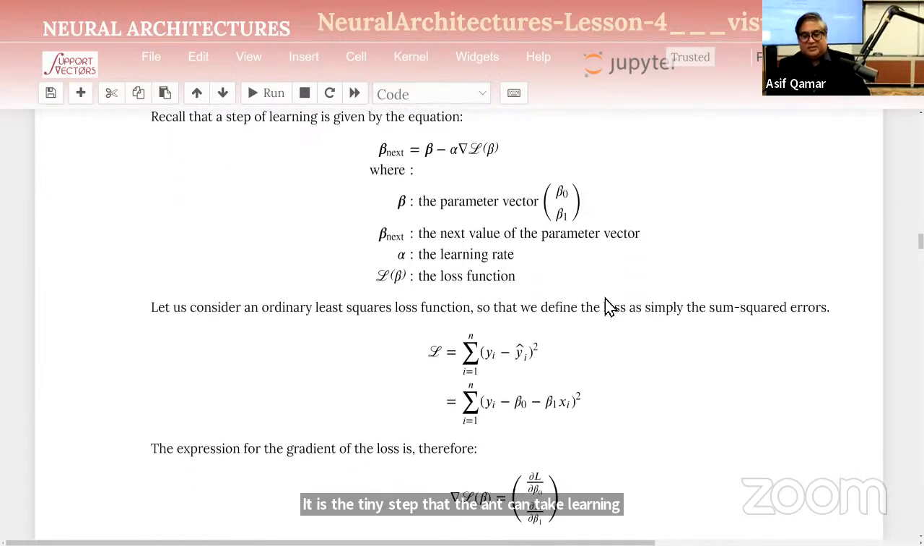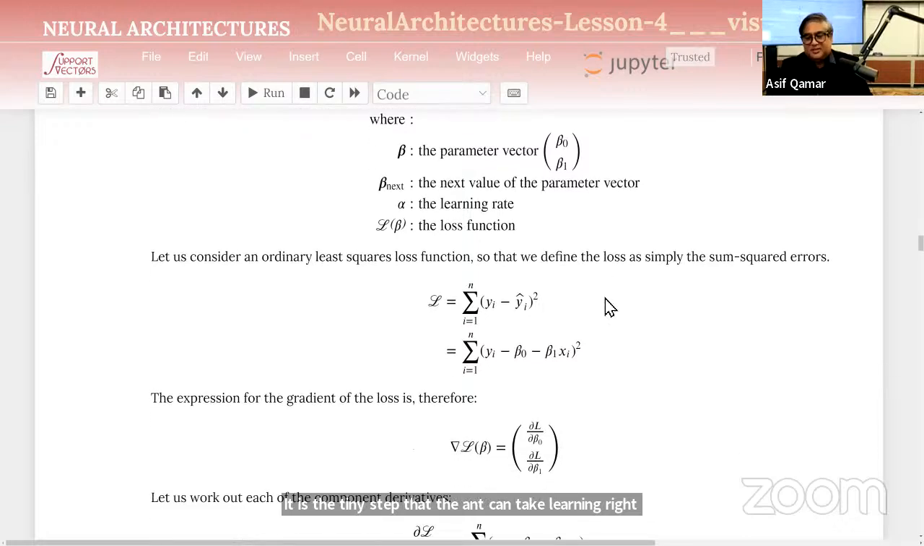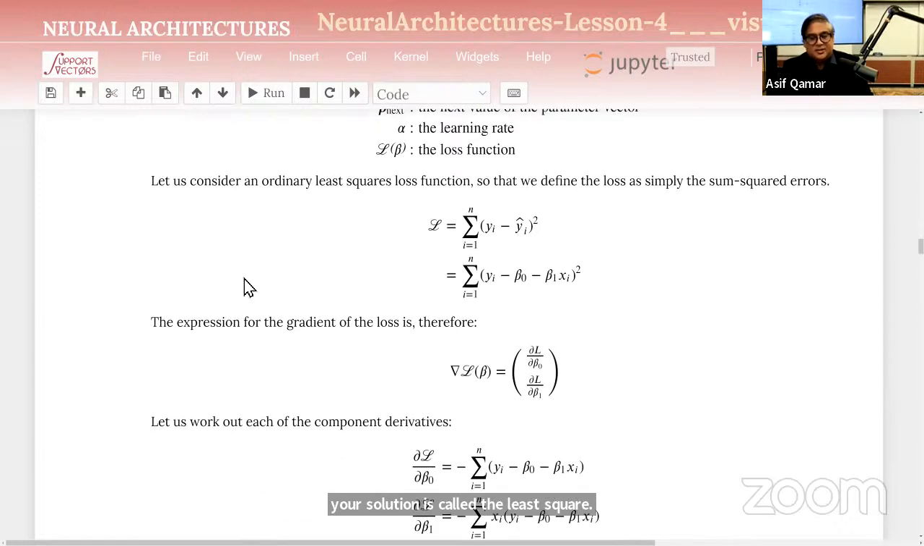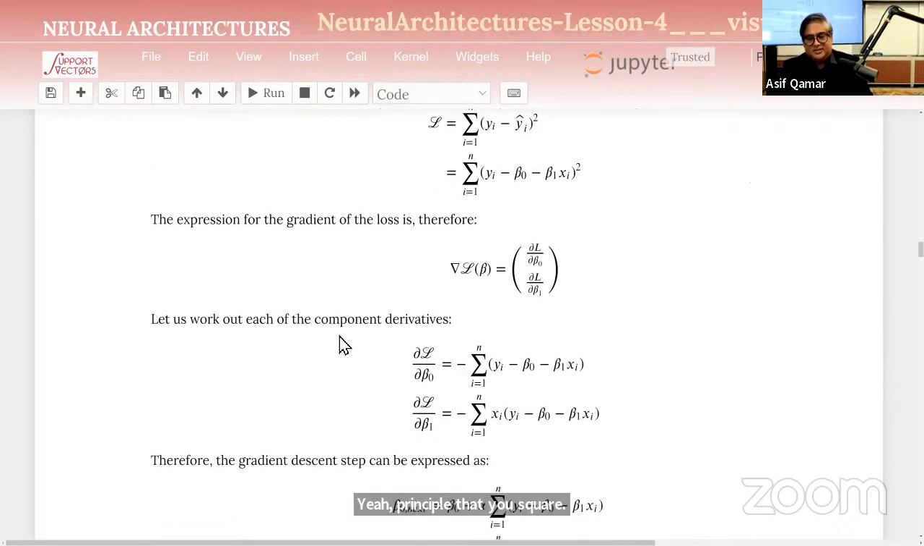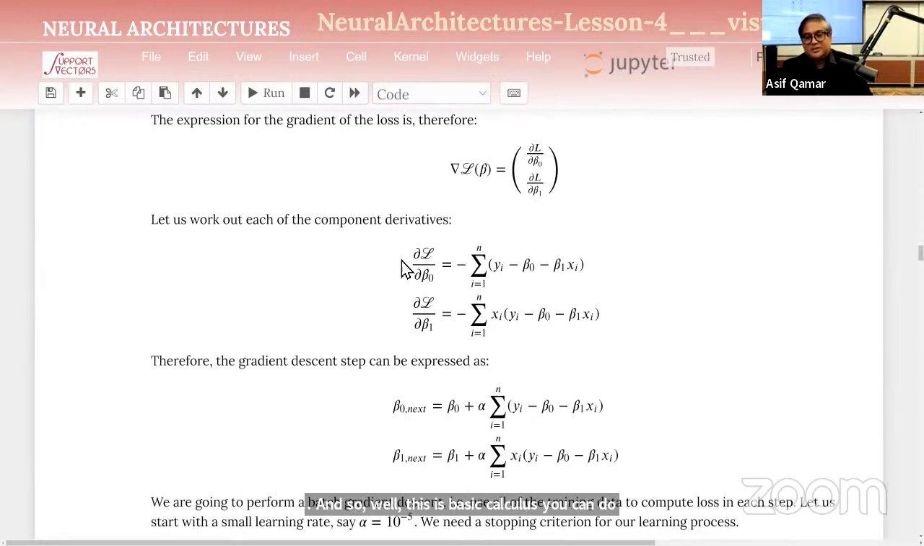That is the loss function. And how do we quantify the loss function? Y minus y hat squared. That's why it's called the sum squared loss. And your solution is called the least squares. Yeah, the principle of least squares, getting the least. Well, this is basic calculus. You can compute the gradient of the loss as a mathematical expression.